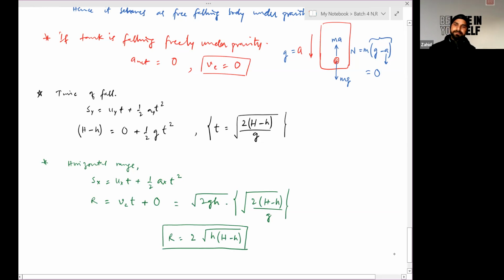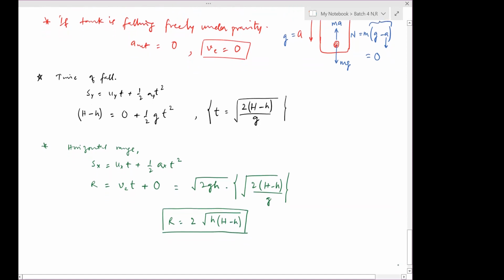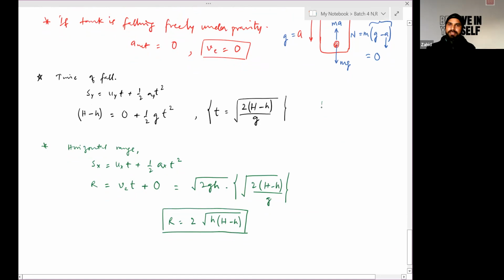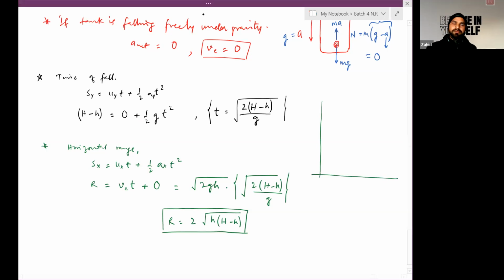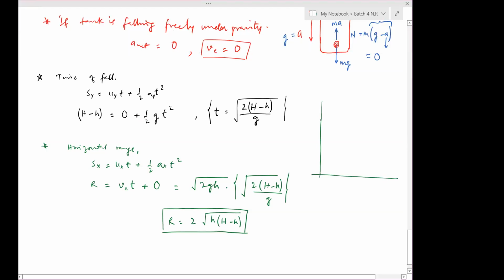Sir, acceleration is 0, right? But it is the same as g, right? The acceleration. We are just considering, suppose this is... Okay, in the horizontal direction, there's no g. That's why, right? Yeah. Okay, good.